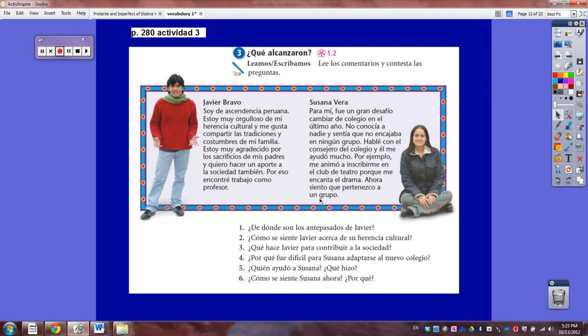So in number 1, it says, where are Javier's ancestors from? They are from Peru. De Peru. Number 2, how does Javier feel about his cultural heritage? He feels orgulloso, proud. What does Javier do to contribute to society? He works as a professor. Trabaja como profesor. Why was it difficult for Susana to adapt to a new school?